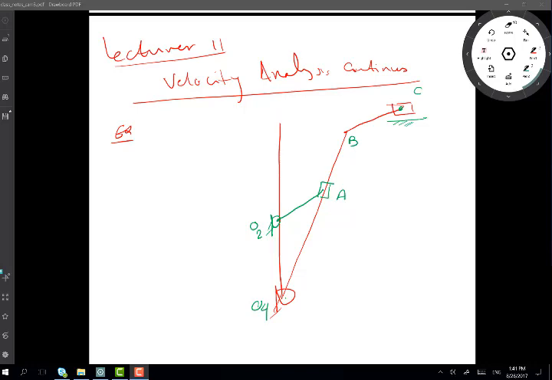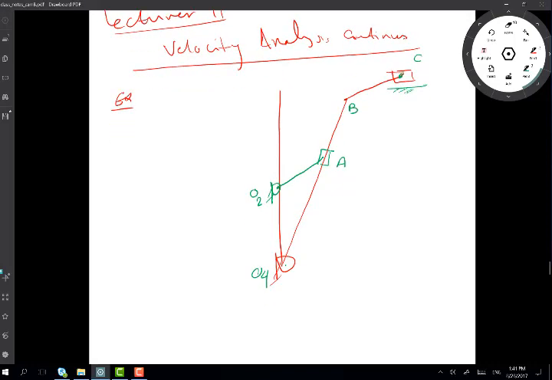Hello, this is lecture 11. We are still doing velocity analysis and using equations. And okay, I have this example for you.